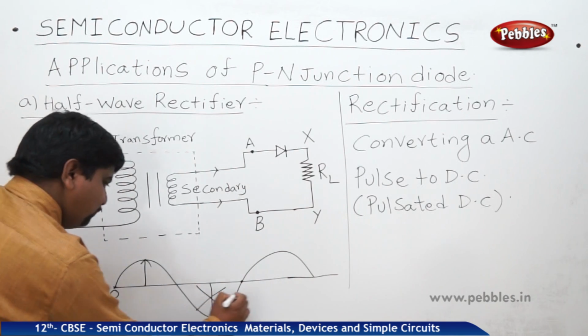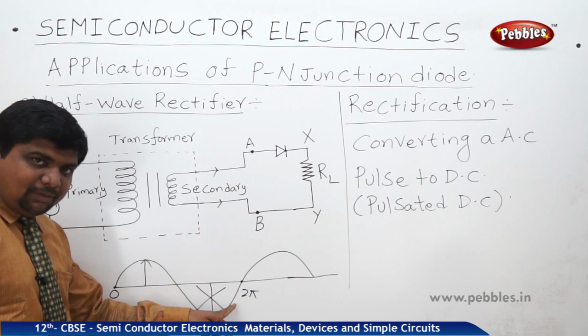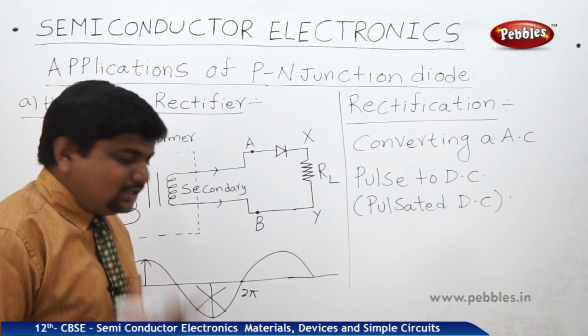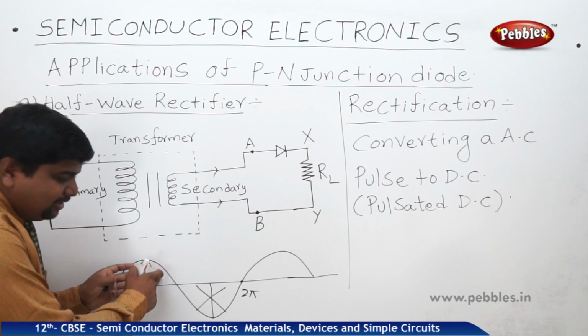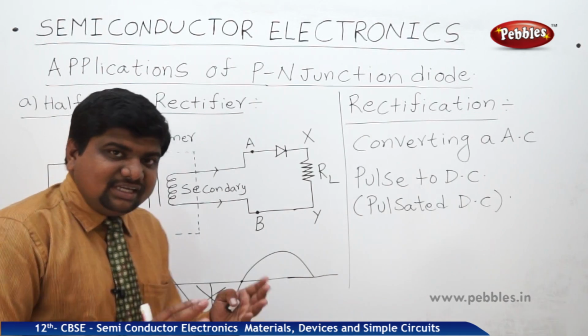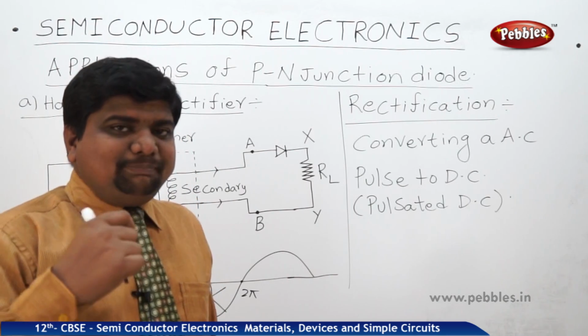So 0 to 2 pi, one phase was finished. Actually it is a reverse phase in the opposite order, so the complete phase was finished. Only half of the phase is converting to DC. Whatever the remaining phase, it won't be converted. Still some AC distortion will be there. That is said to be the ripple factor.